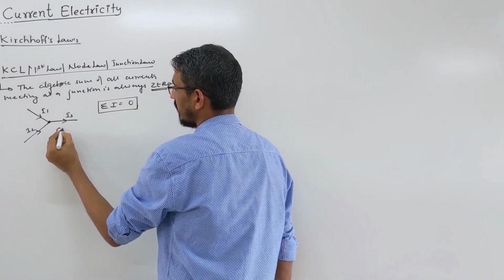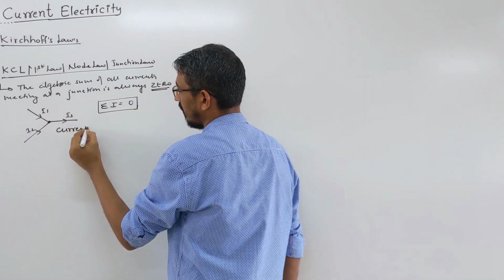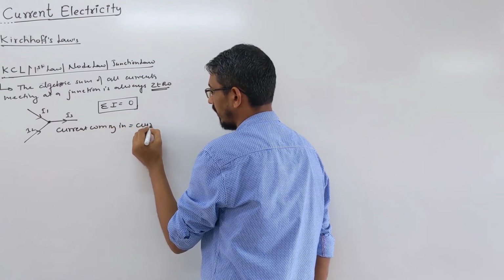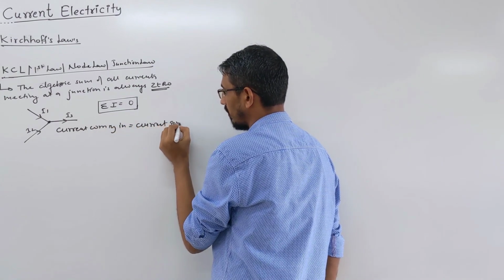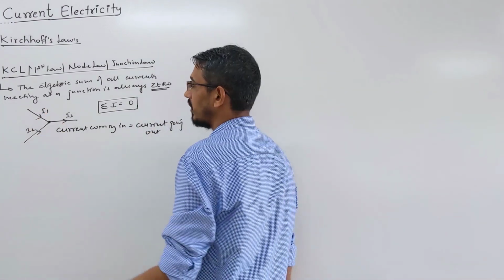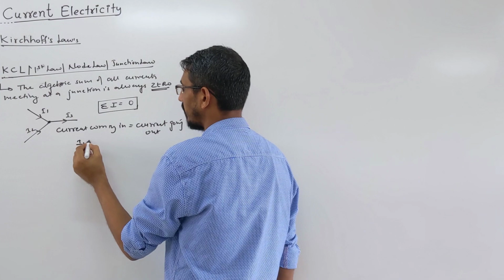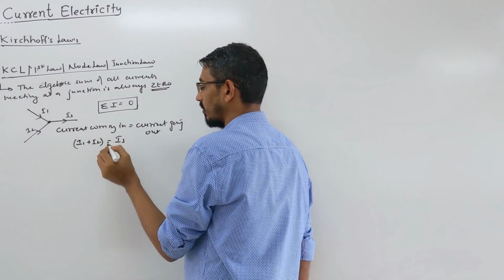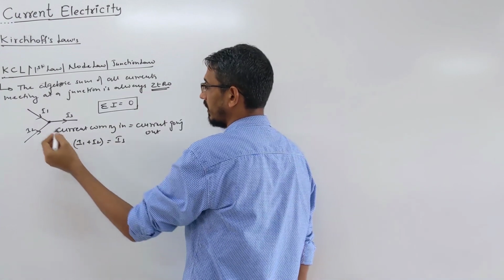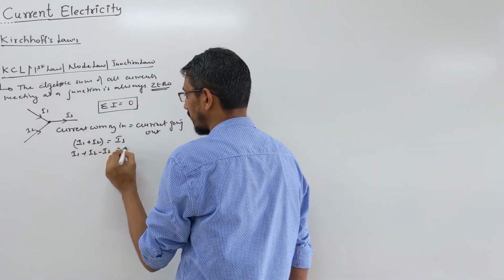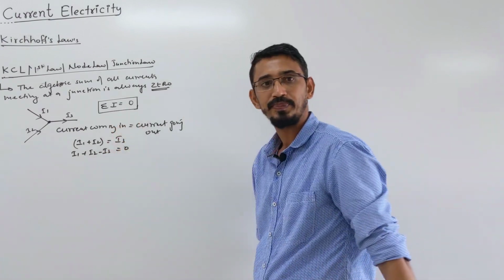In simple language, current coming in is current going out. That's all. In this picture, the current coming in is I1 plus I2, which is equal to the current going out. Or you can also write I1 plus I2 minus I3 equals zero. Same thing.